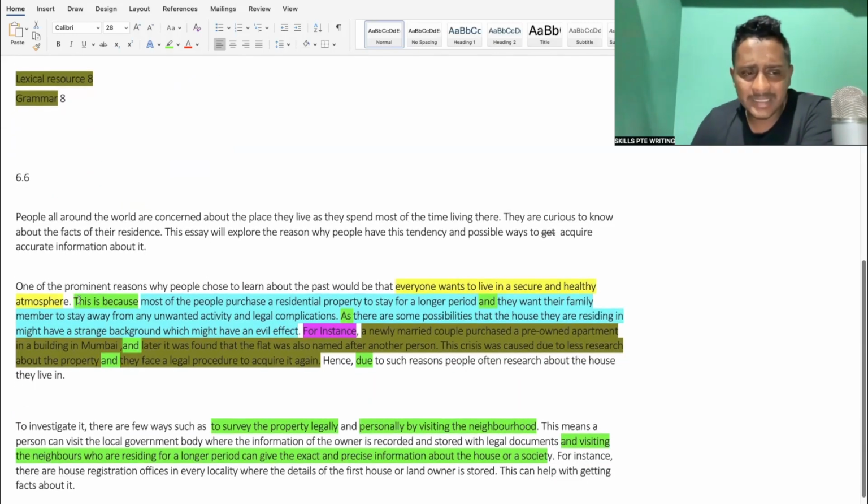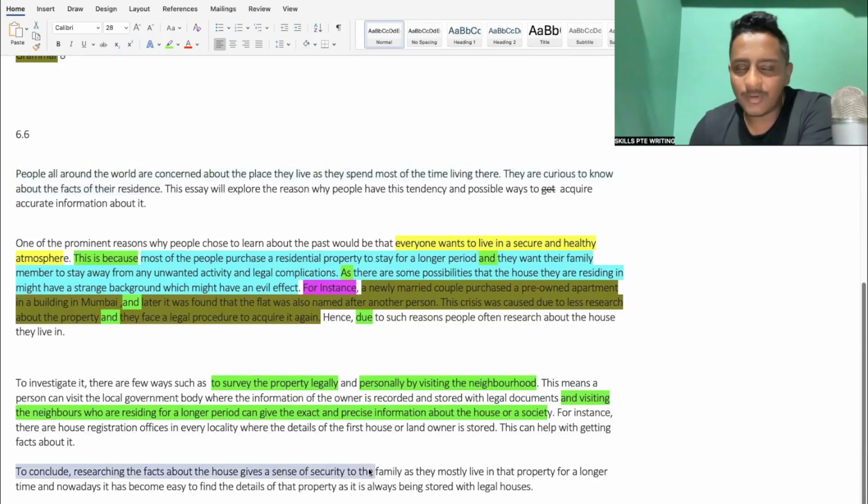More or less, it remains like this: because, for instance, one of the main reasons, on one hand, firstly, something of that, not much of a difference. Only the first introduction and the last conclusion will have a proper template. To conclude, researching the facts about the house gives a sense of security.